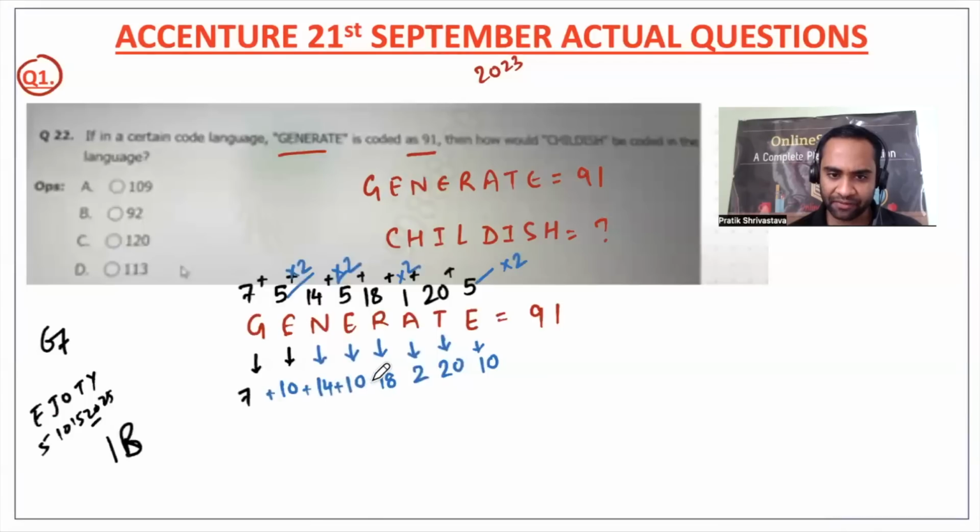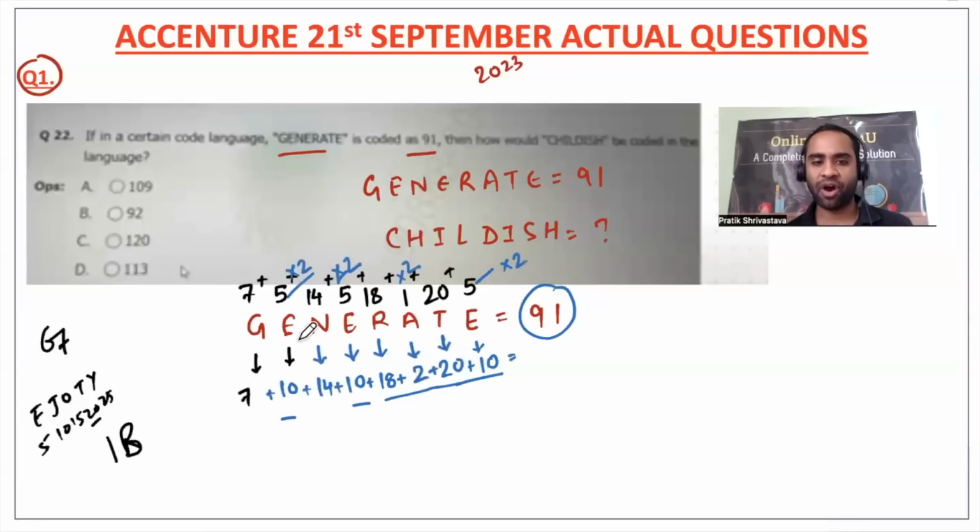Now if we add everything, let us see what value we get. 18 plus 2 is 20, 20 plus 20 is 40, and 10 is 50, 50 plus 10 is 60, and 70, and 70 plus 21 is 91. So basically the logic is that every second letter, every alternate letter, that is second, fourth, sixth, eighth letter, is multiplied by 2. Same thing we have to do in childish, C-H-I-L-D-I-S-H.